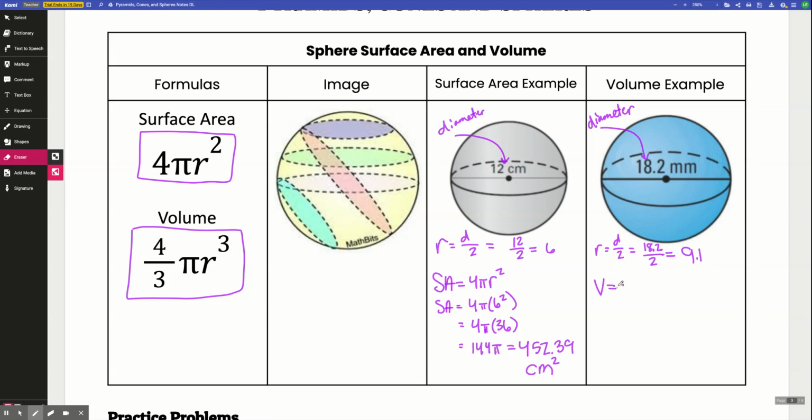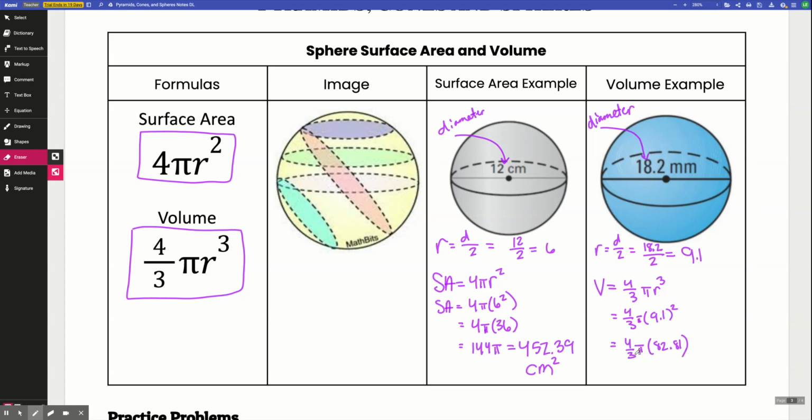So my volume formula is 4/3 pi r cubed. So here that's 4/3 pi times 9.1 cubed. Just like surface area, I'm going to do this in the order that my order of operations tells me to. So I'm going to do 9.1 squared first, and that gives me 4/3 pi times 82.81.